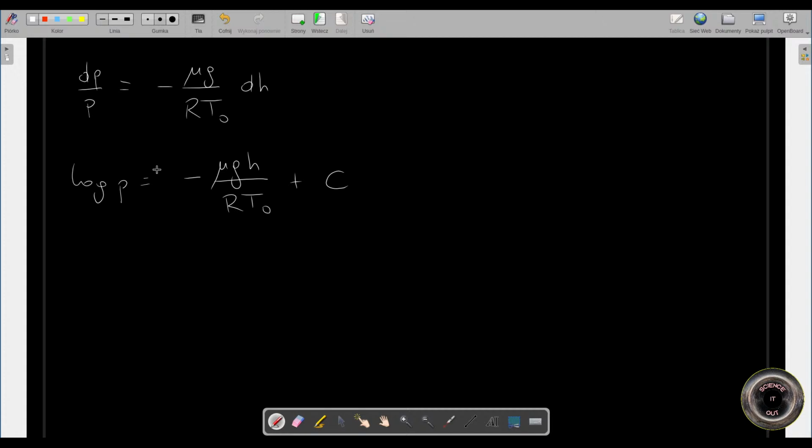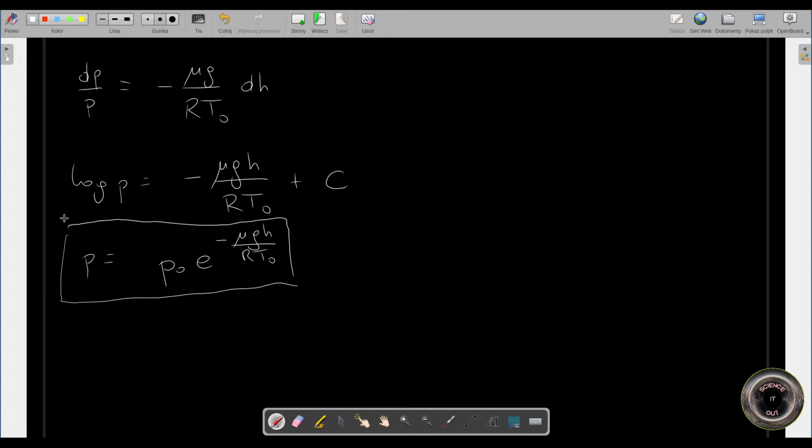And now again e to the power of both sides, and we have P equals e to the c times e to the power of minus mu GH divided by RT0. Again substituting h equals 0, this is equal to 1, and we see that P0 is equal to e to the power of c, so we can just write P0, and we get the exponential change in pressure. This is what is called the barometric formula, and it is sometimes used as an approximation for how pressure changes with altitude.